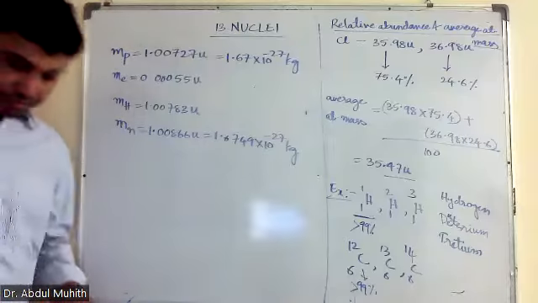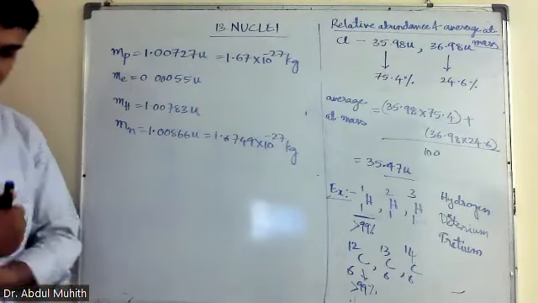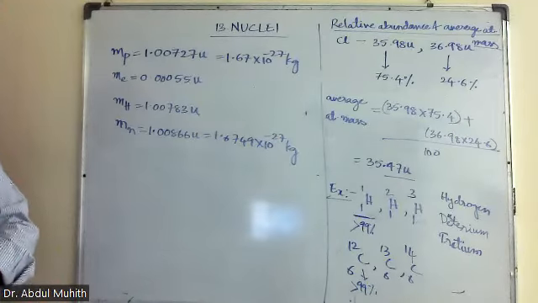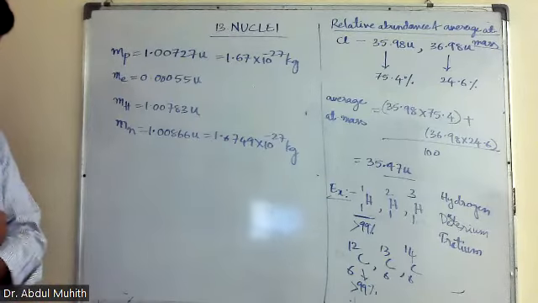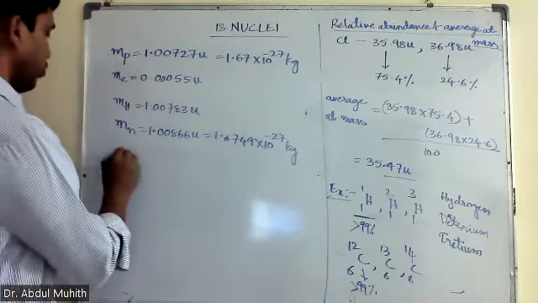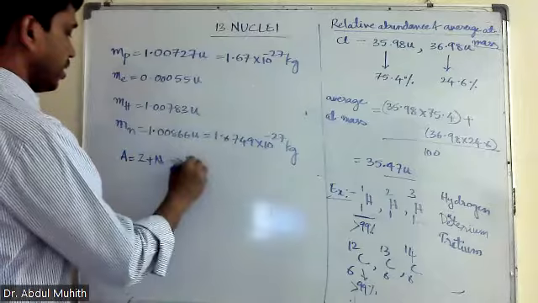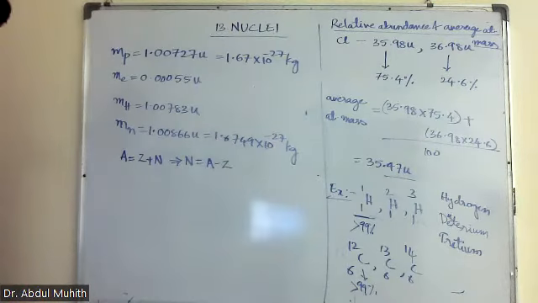Now, if you go to the discovery of the neutron, Chadwick is the one who discovered the neutron, and he got the Nobel Prize in 1935 for it. Now, how do we calculate the number of neutrons? Here, A is equal to Z plus N. So N is equal to A minus Z. Is that clear?